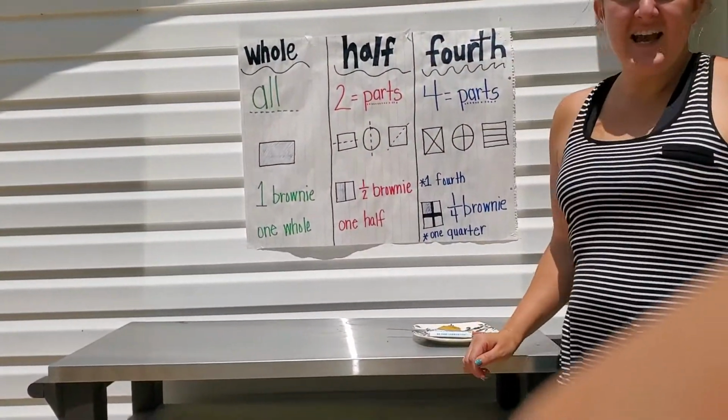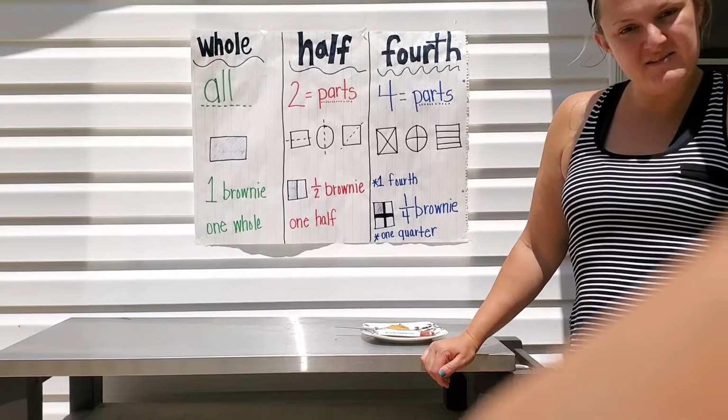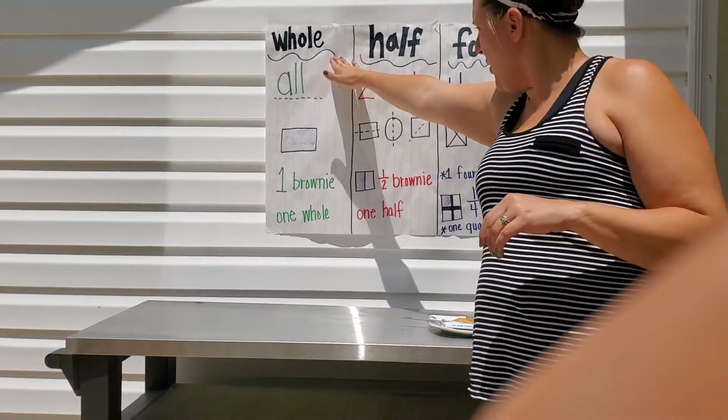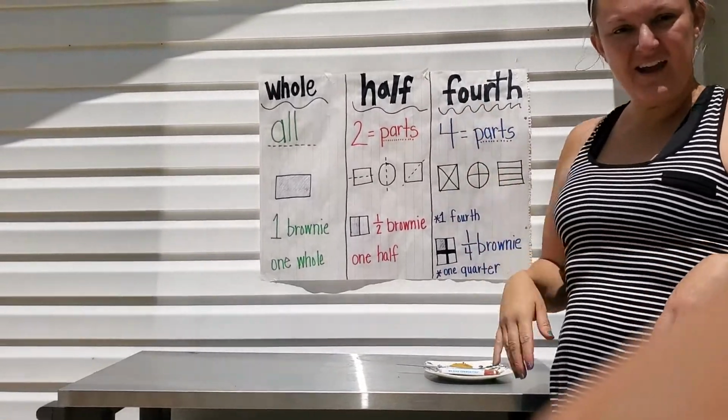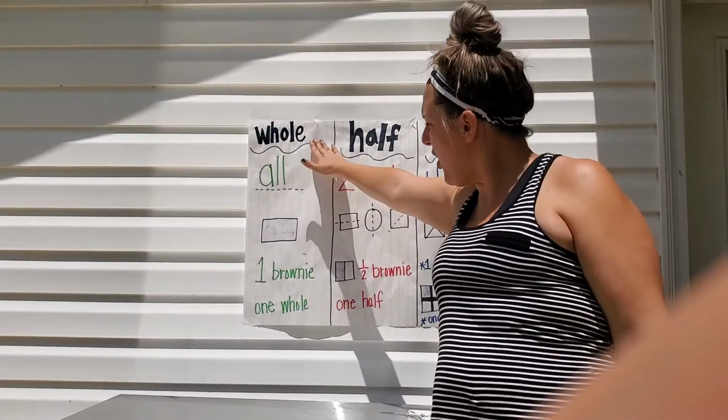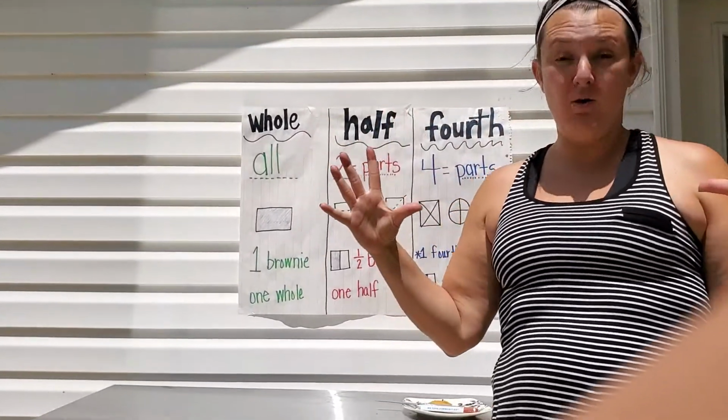Friends, we're here today to review our fractions that you've been learning about this week. So we're going to look at whole, half, and fourth. And those are things that you've already learned earlier this week. So with a whole, we're talking about all of something.